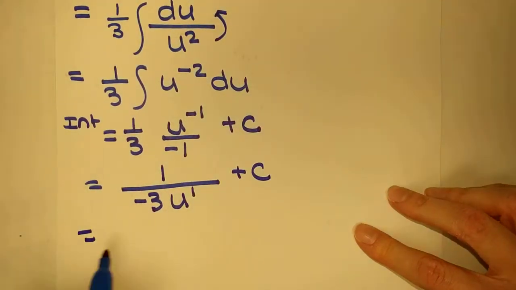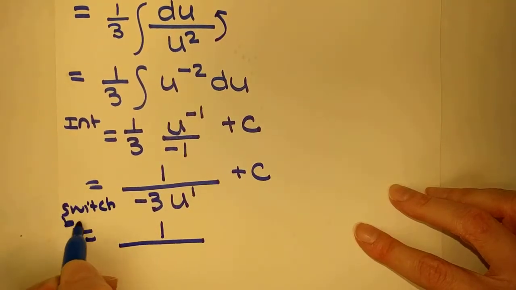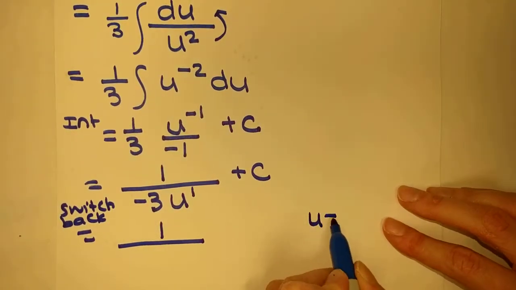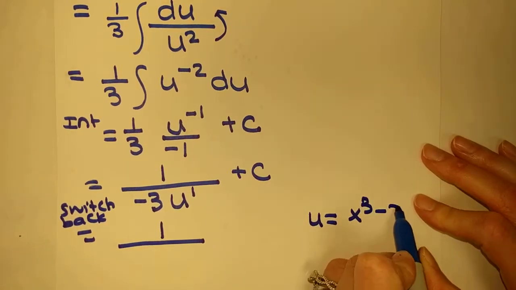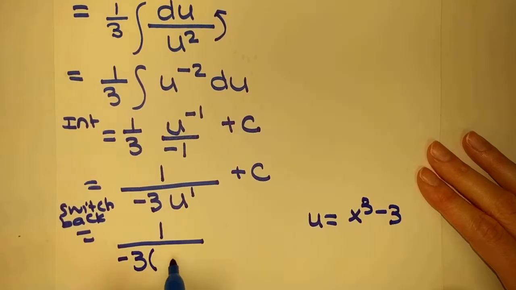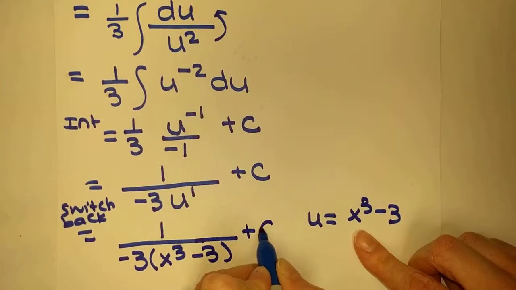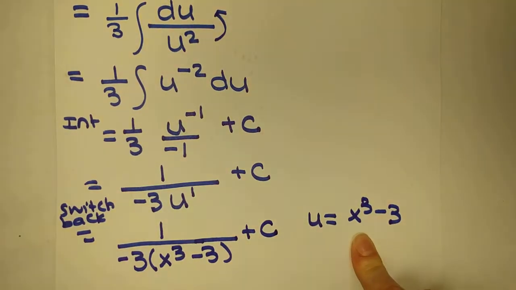All right, so then we substitute back. So u here was equal to x cubed minus 3 from our little key at the top here. So that gives us negative 3 times x cubed minus 3, and then plus c. And that would be our final answer.